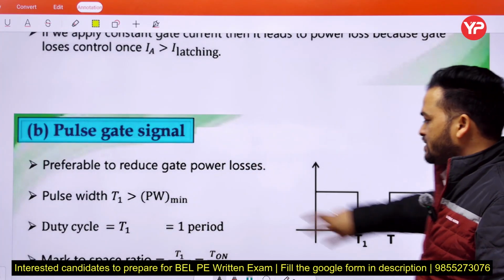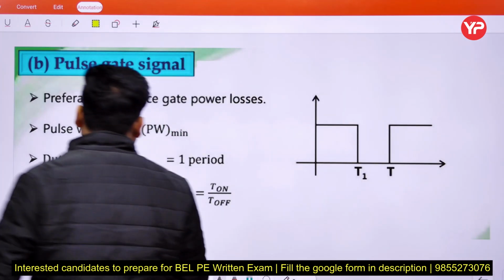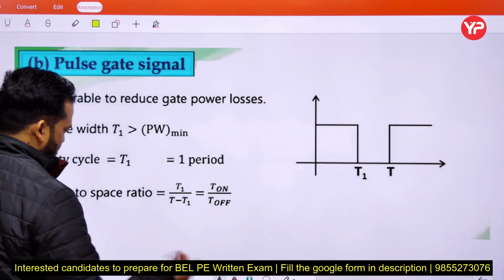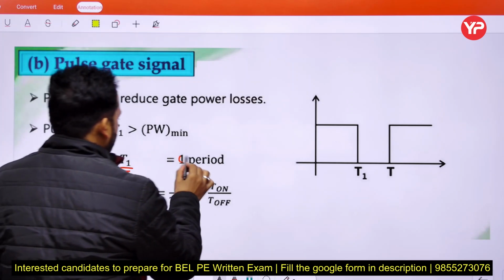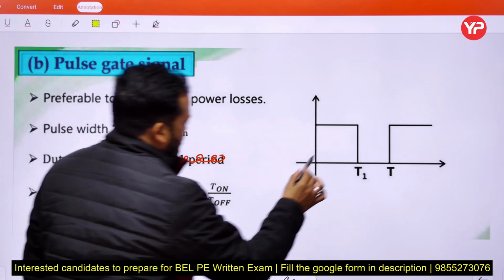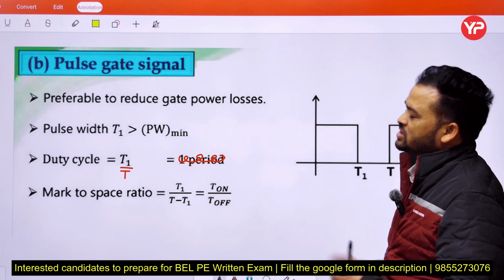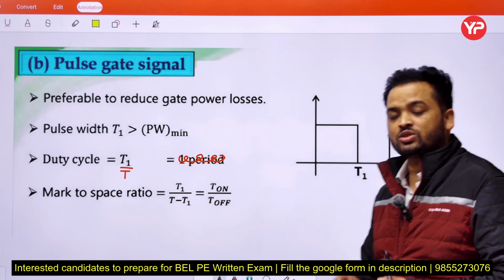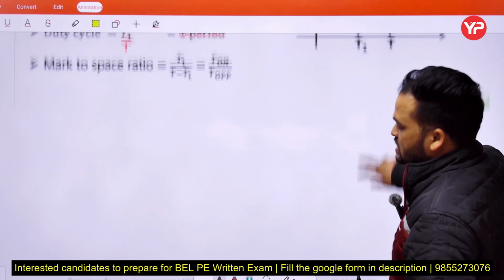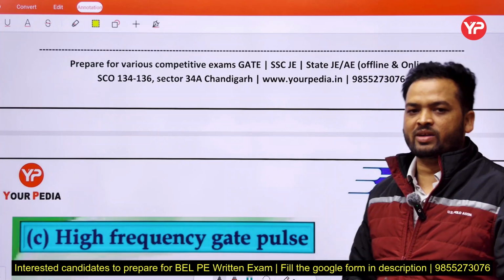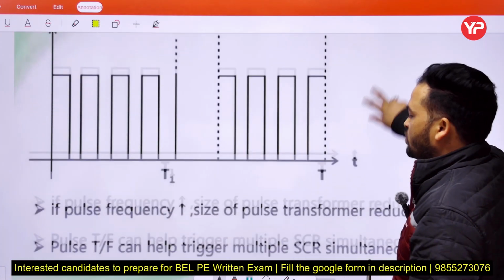In pulse gate triggering, say this is the time period of the pulse, and the duty cycle is T1 upon total time period, where T equals total time period. Mark to space ratio is the on upon off ratio. This is the most important method, and for this we use a pulse transformer with 1:1 ratio. This is the third way: we make the frequency highest so that the size of the transformer is reduced.